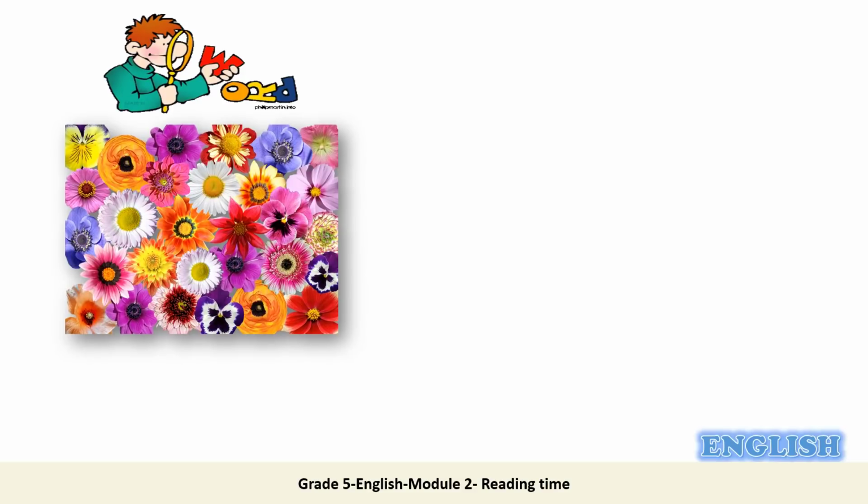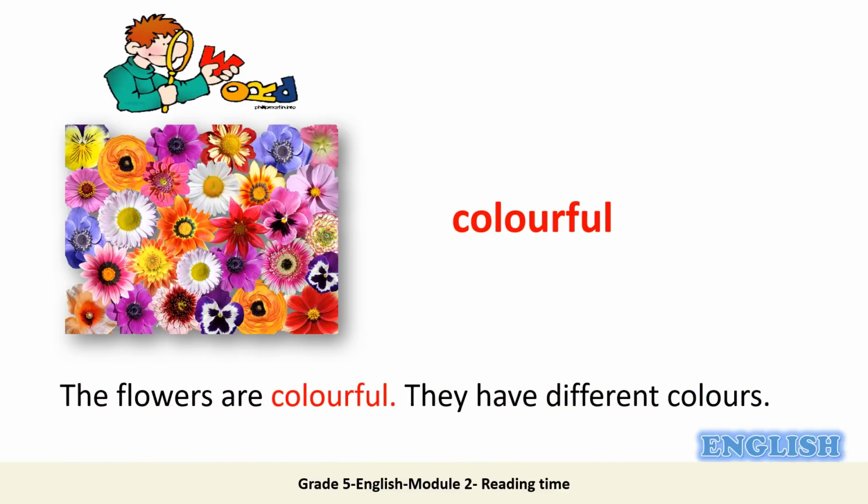Look at this picture. What can you see? Yes, there are some flowers. Do they have the same color? No, they have different colors. So they are colorful. Colorful. Here is an example. The flowers are colorful. They have different colors. Can you tell me what the word colorful describes? Yes, it describes the flowers. So it's an adjective.